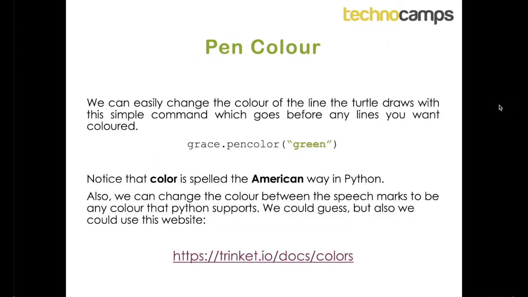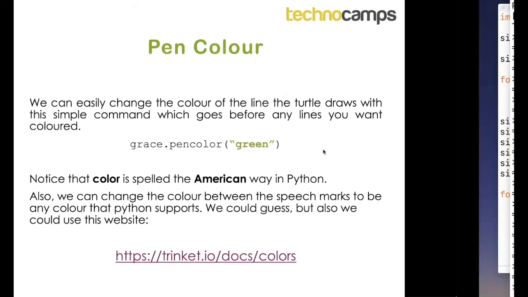Now, we can do some interesting things. We can change the pen colour. Now, this makes for some very interesting uses. And we can find which colours to use using this link down here. But I'm just going to write the name of my turtle dot pen color, and notice it's spelt with no U in color because it's spelt the American way. And then inside speech marks, I put what color I'm going to use.